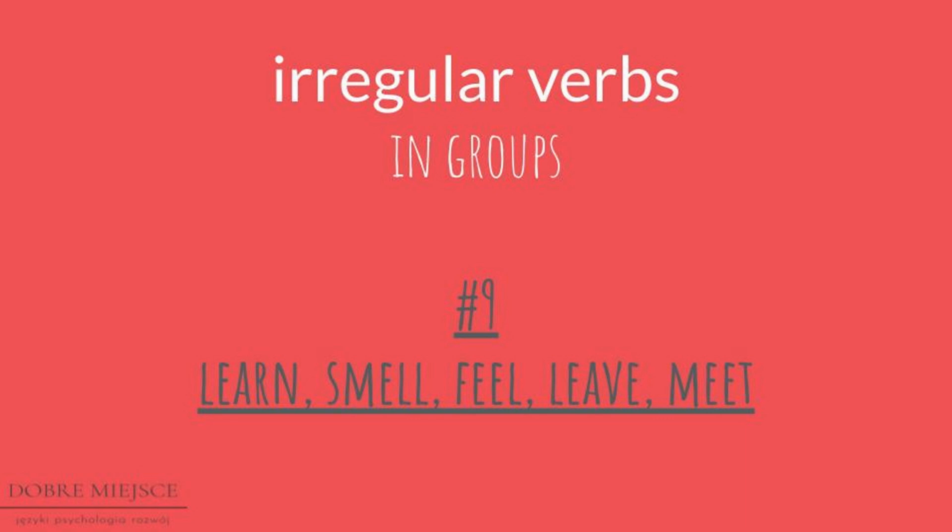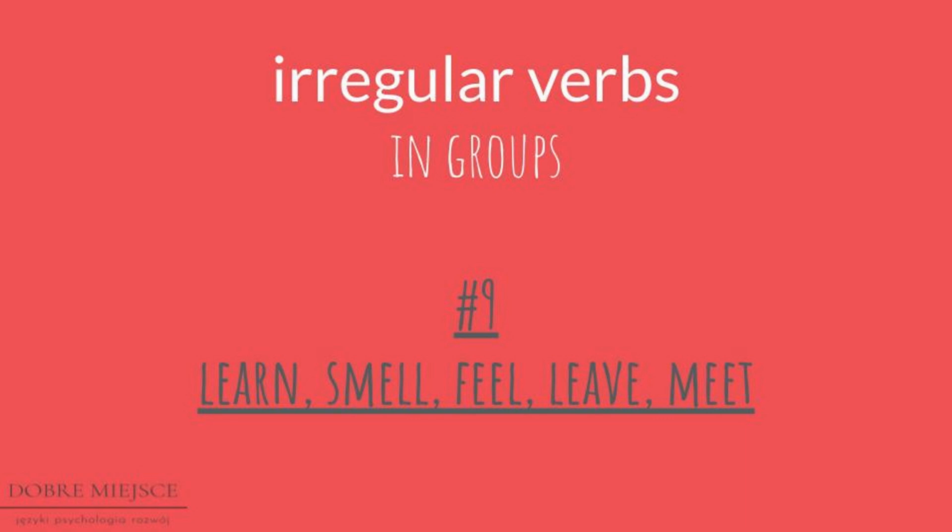Welcome to the 9th episode of the series about English irregular verbs. This time I'm presenting the 9th list of the irregular verbs, and it's the group in which the past simple form and the past participle form are the same, and these forms end in the letter T. Enjoy!